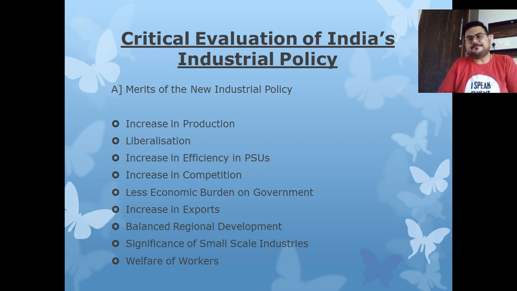Liberalization means allowing other companies from other countries to come in India and sell. So this was introduced. We increased the efficiency in the public sector units, that is government companies. There was a lot of competition, less burden on the government. Our exports increased. There was regional development also. State wise development started happening. A lot of small scale industries grew, and there was benefit to workers. So all these were the merits of the new industrial policy. These are the advantages that we could get.